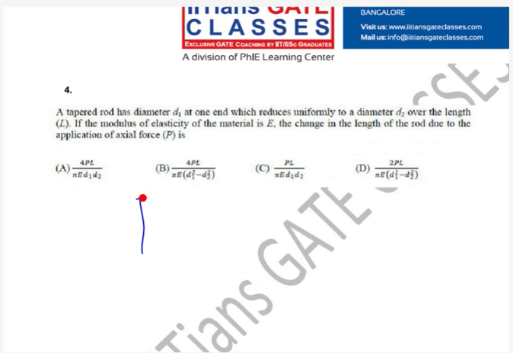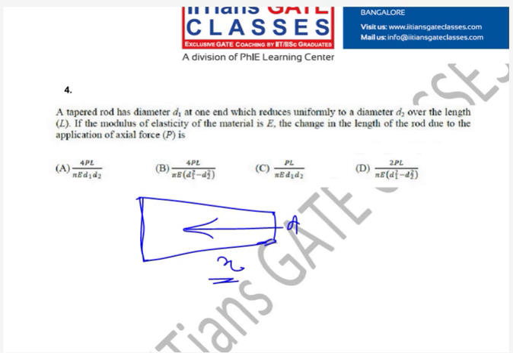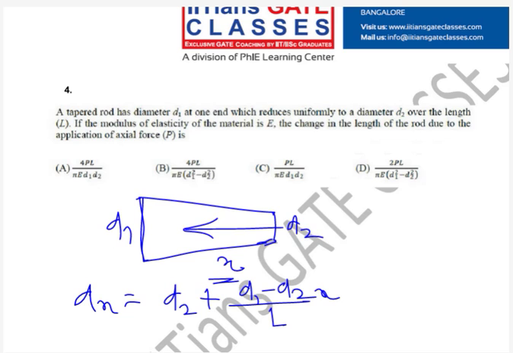Okay, in the GATE question, we will use it as a standard formula. Now someone had this question: if I come from the other side, how will I write? So you are coming from the other side at a distance x. Initial diameter is d2, the final diameter is d1. So what will be my dx? It will be d2 plus, since the diameter is increasing, the change is d1 minus d2, over length L, at distance x. Is it clear?